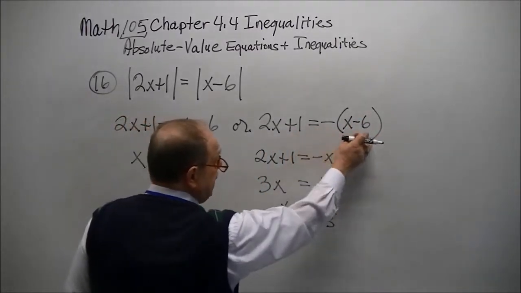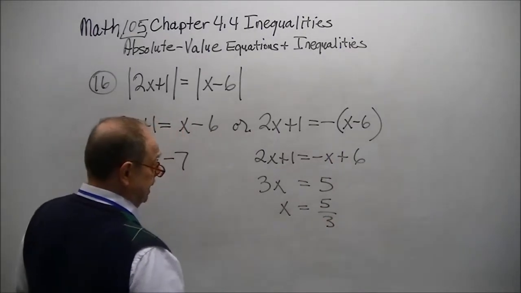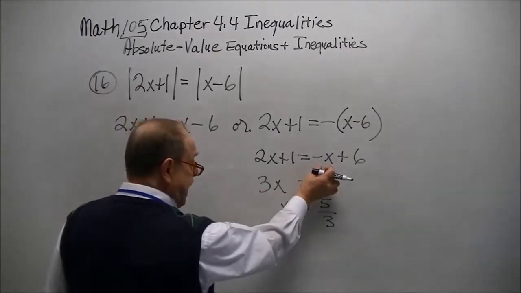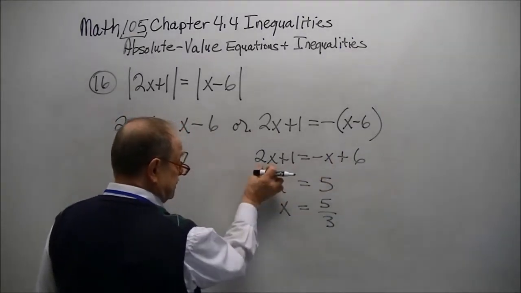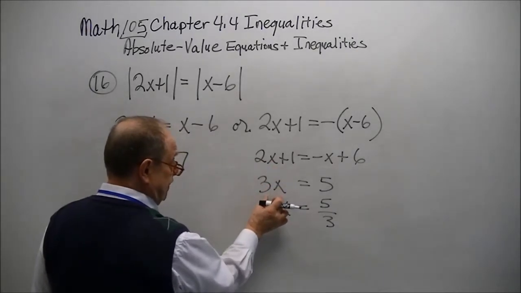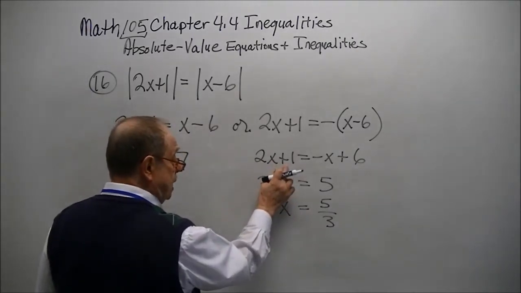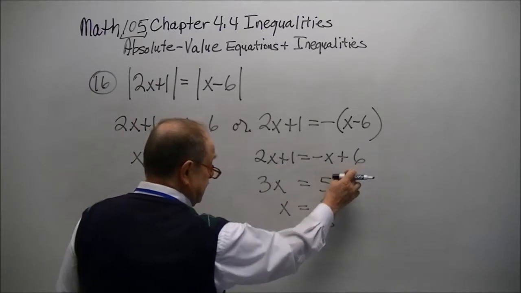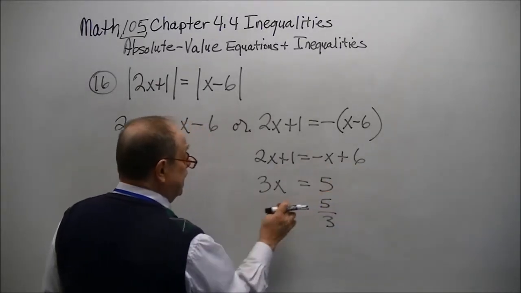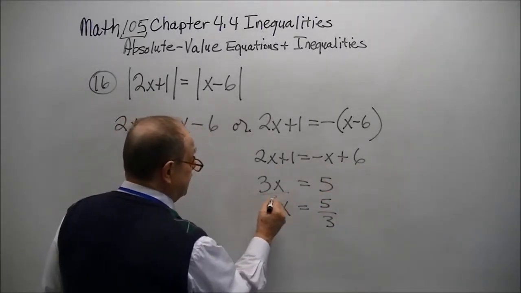And we don't have a parenthesis anymore. So that was a rule we had done earlier. And now we solve that. So we're going to add an x to both sides. This gives me my 3. We're going to subtract a 1 from both sides. That gives me my 5. And then I'm going to divide both sides by 3.